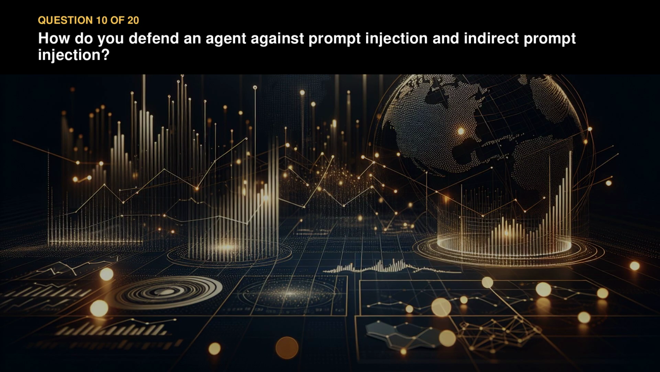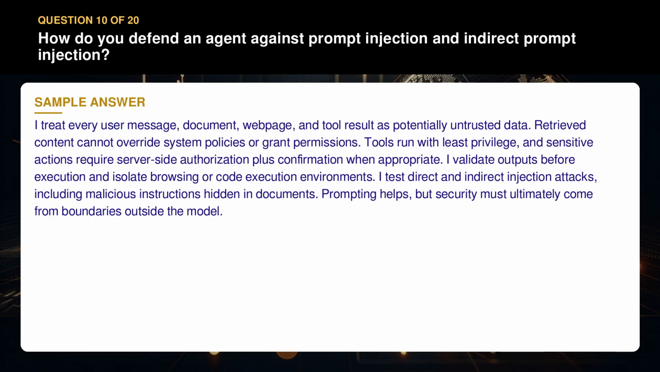Question 10. How do you defend an agent against prompt injection and indirect prompt injection? I treat every user message, document, web page, and tool result as potentially untrusted data. Retrieved content cannot override system policies or grant permissions. Tools run with least privilege, and sensitive actions require server-side authorization plus confirmation when appropriate.